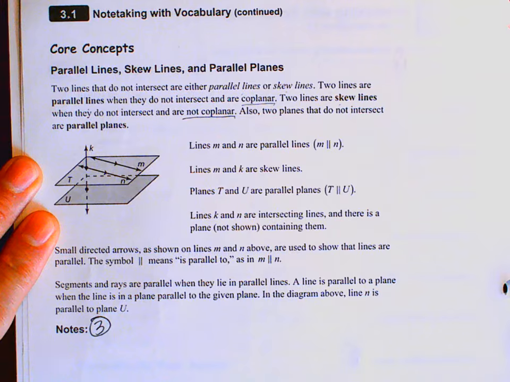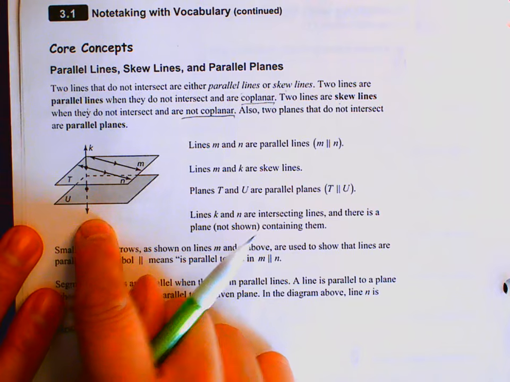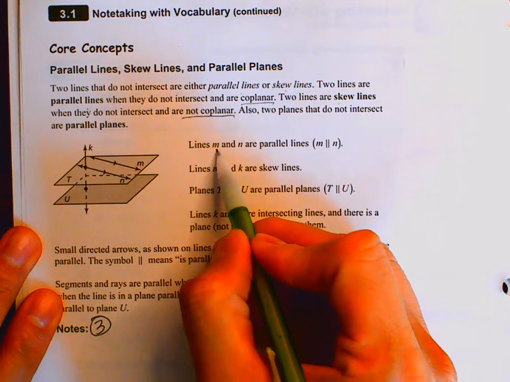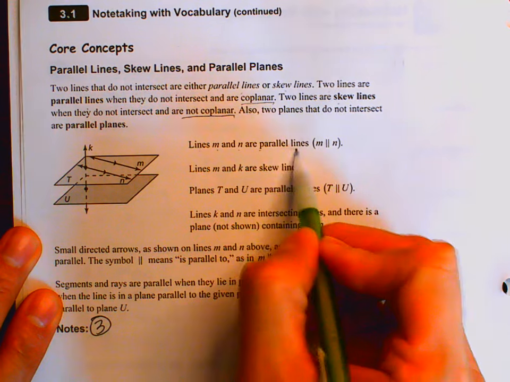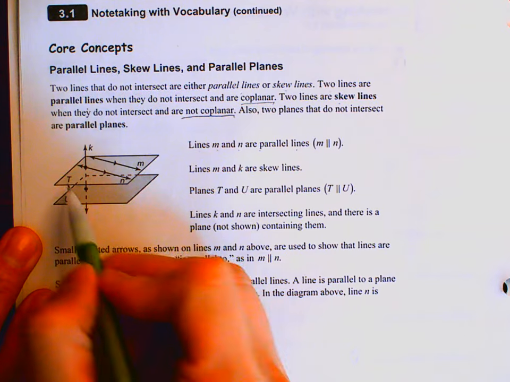Now, when two planes do not intersect, we also call them parallel planes. Here's a little bit of notation referencing this diagram right here. Lines M and N are parallel lines. Why? Because you can see that they both lie on the same plane called T.